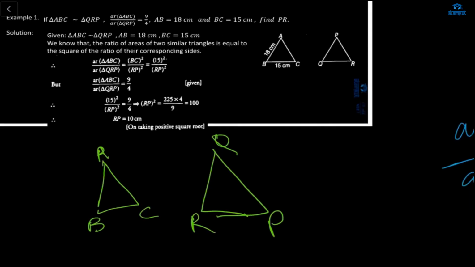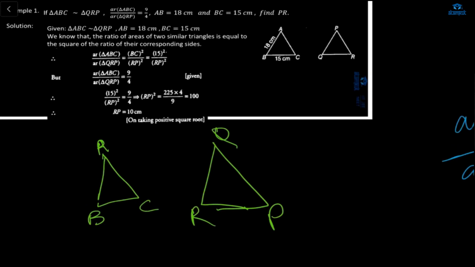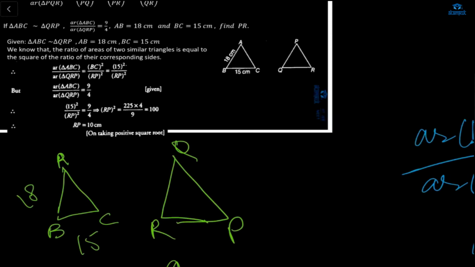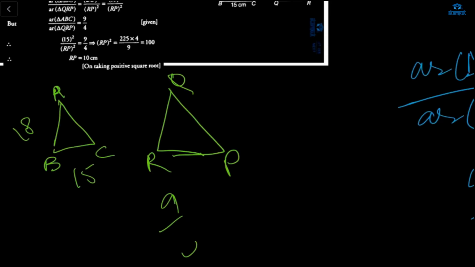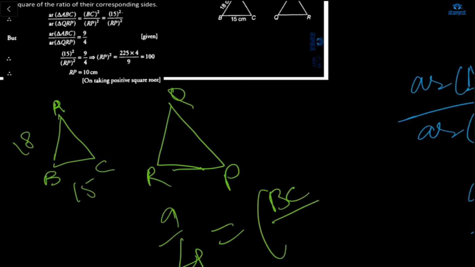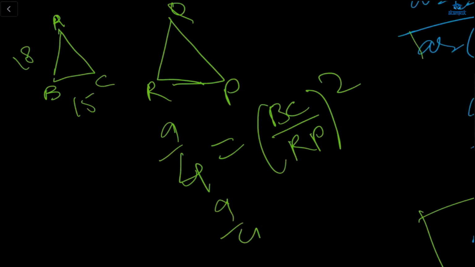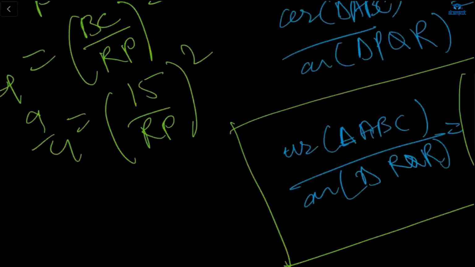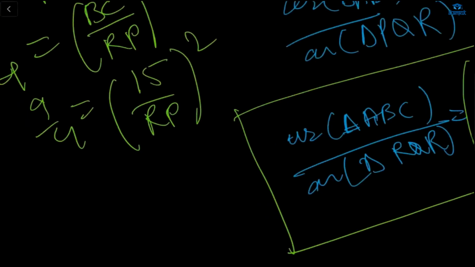Here the ratio of the areas of the triangles is already given, that is 9 by 4. AB value is given 18, BC value is given 15, and you need to find the value of PR. So the ratio of the areas, 9 by 4, will be equal to BC by RP whole square. So 9 by 4 is equal to 15 by RP whole square. Now when you solve this, you'll get the answer of RP.